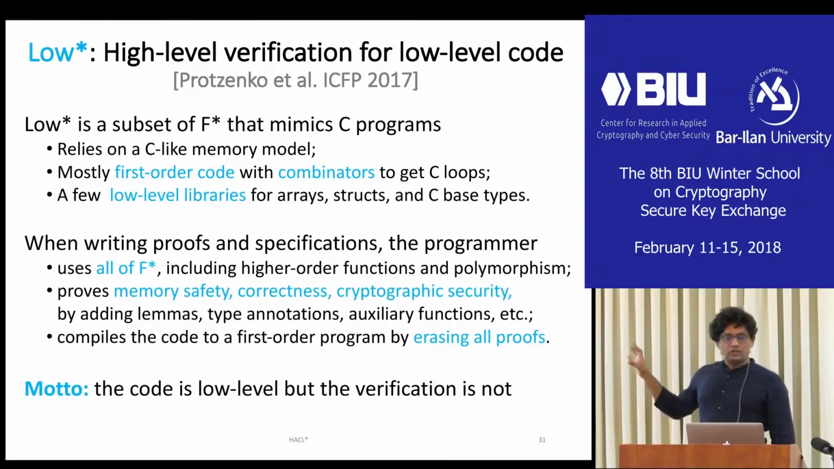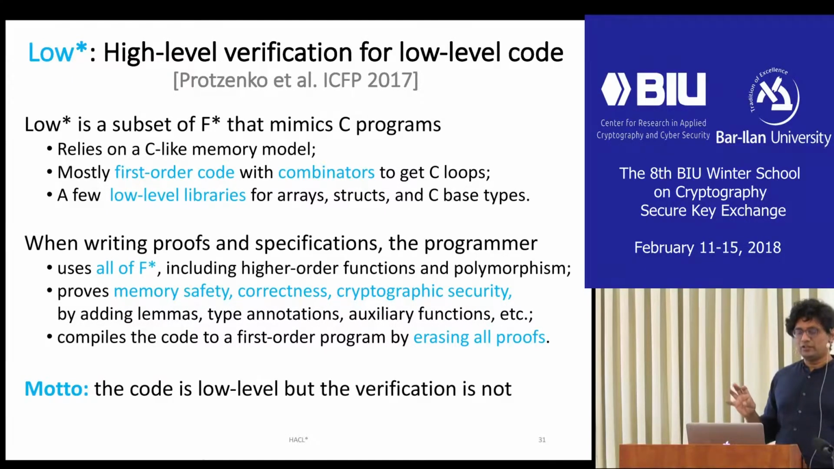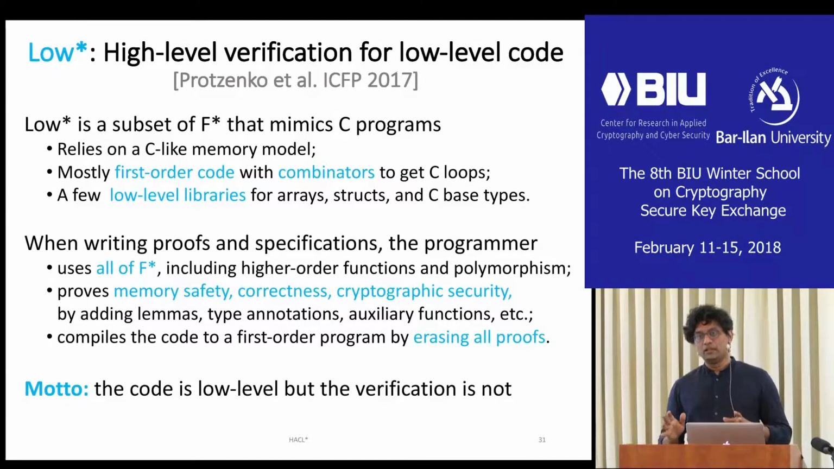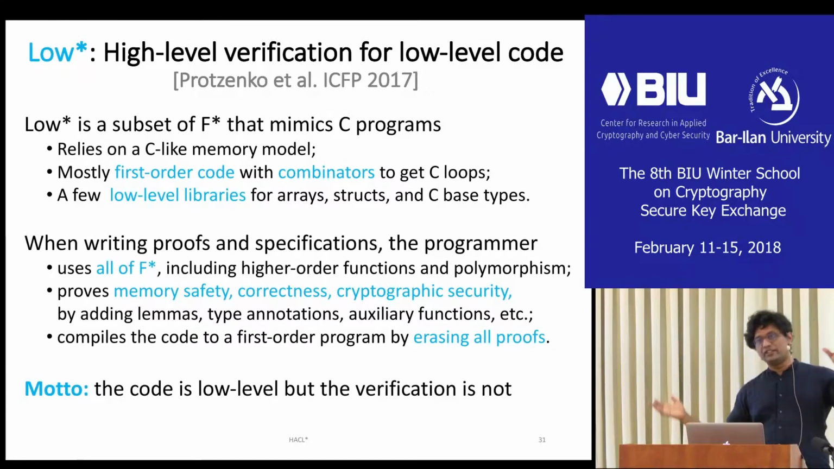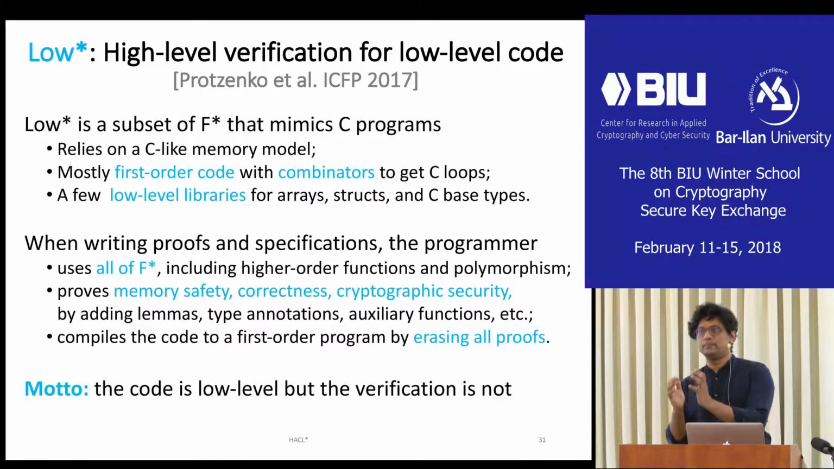So we are writing all our code in this language called Lowstar, which is a subset of F-star that mimics C, which means that the memory model you use is very much like C. You only use arrays and pointers in a very restricted way. All your code has to be first order, and you can use some combinators for loops. You can use a few low-level libraries for arrays, structs, and C-based types, but you don't get to use all the fancy types that you have in F-star in your code. However, you do get to use all the fancy types and higher-order polymorphic structures you want in your proofs. So you can build very complex and reusable proofs, but the proofs are talking about artifacts, the code, which is really first order and simple and C-like.